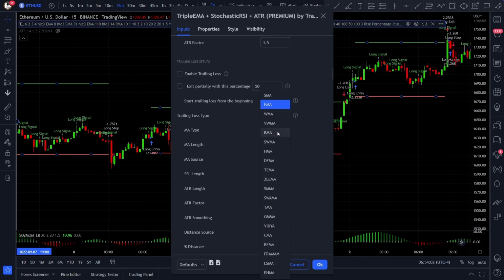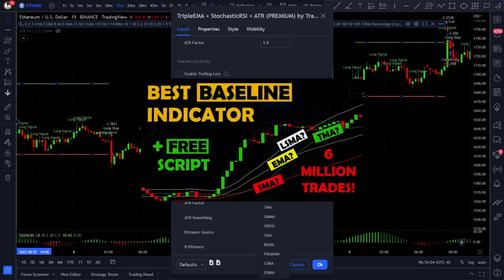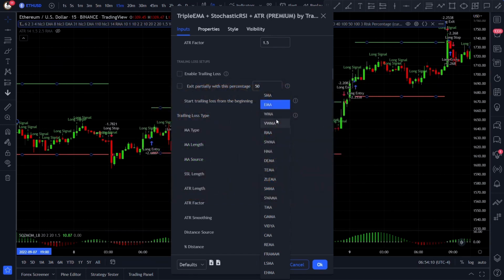These moving averages were discussed and ranked in the best baseline indicator video. If you want to know more about that, I will leave a link down in the description for that. But now, for example purposes, I will use the exponential moving average, or the EMA. Moving on, with the MA length section, you can set the length of the moving average, and with the source, its source. Let's use a 100 length closed source EMA.